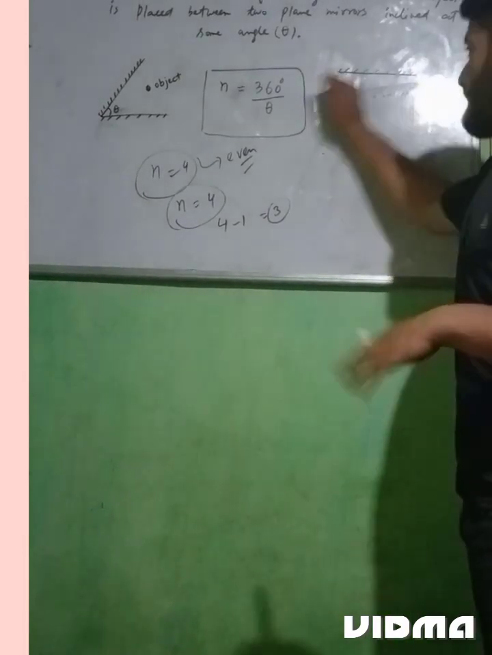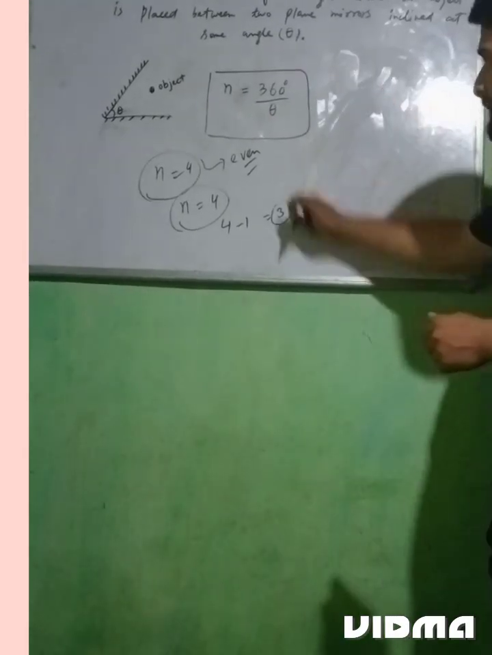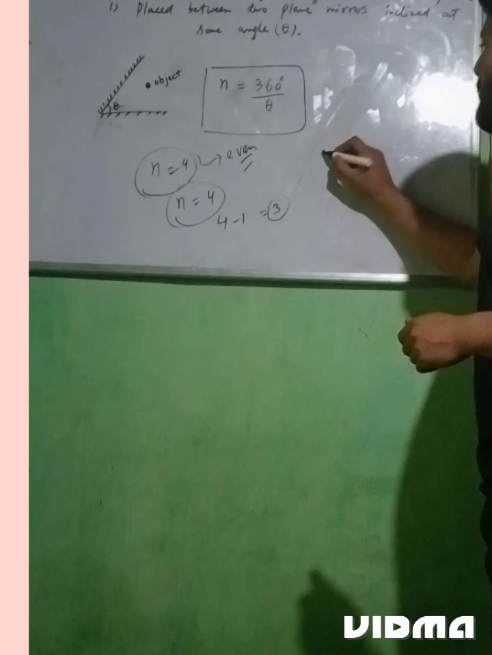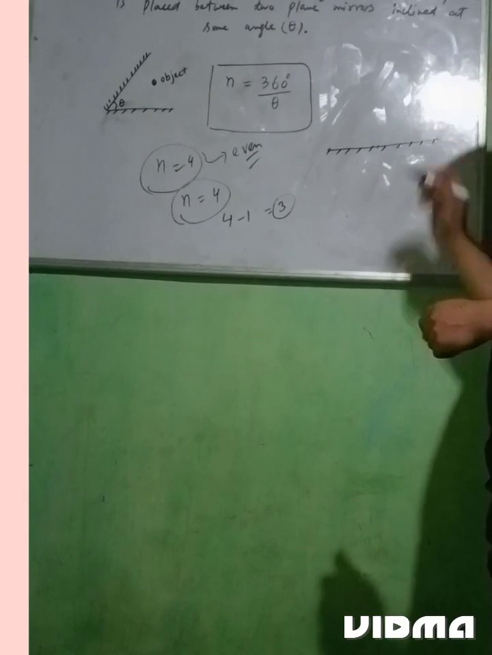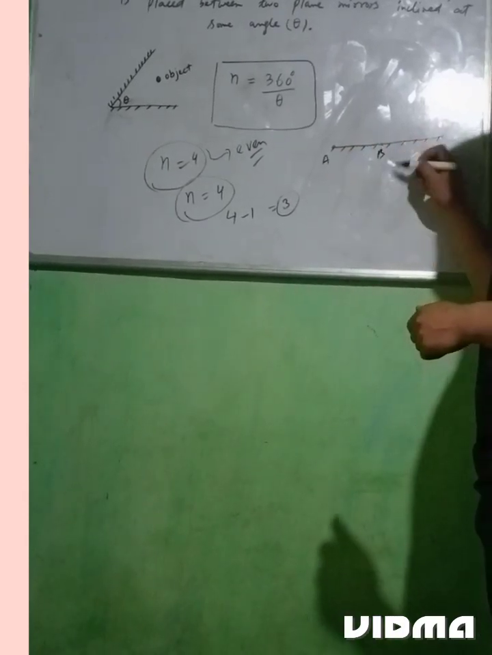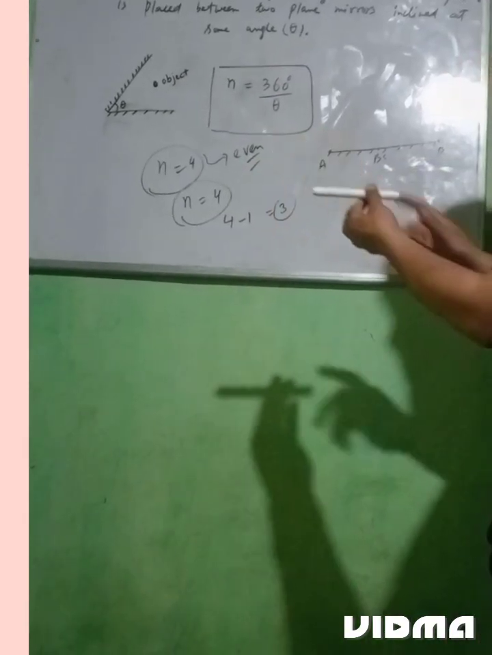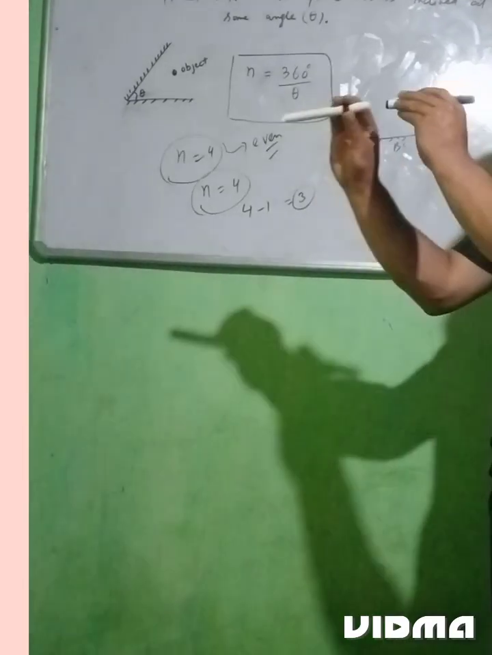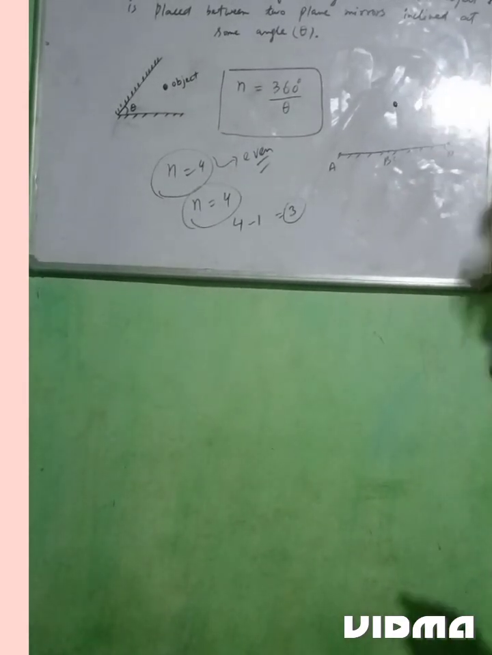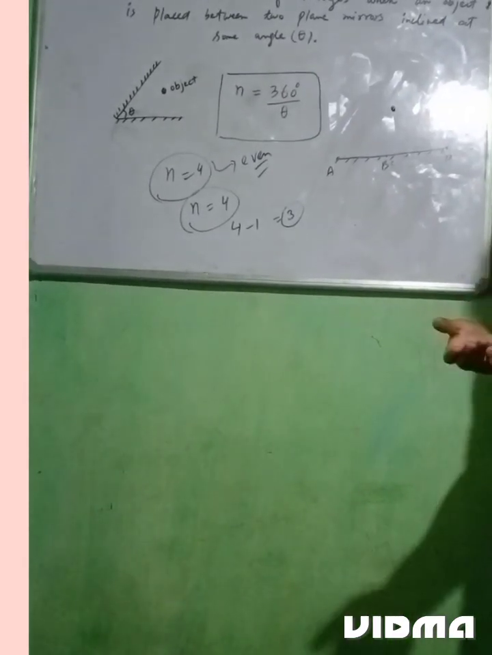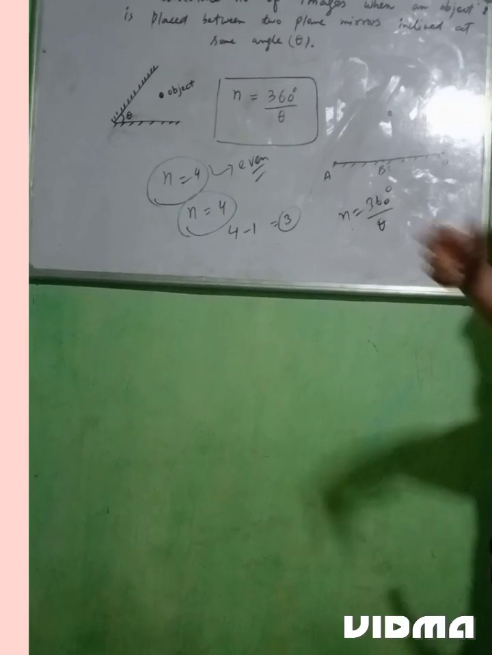In the same way, if you will place an object between two mirrors in this way, means that this is one mirror AB, this is another mirror CD, and you joined them in this way. For example, this is one mirror and this is another mirror. Here, if you will keep an object here and you have to find out number of images, then you will use the formula n is equal to 360 degree divided by theta. Theta is the angle between these two mirrors.